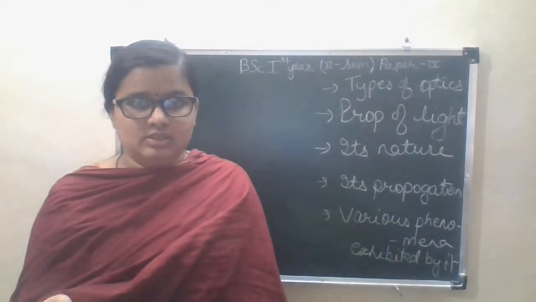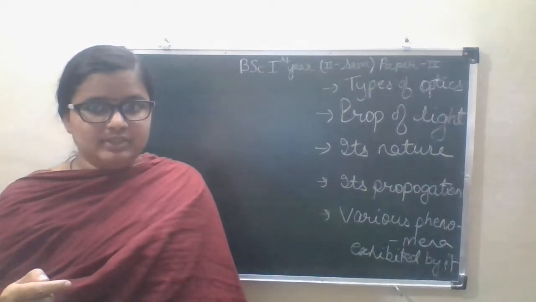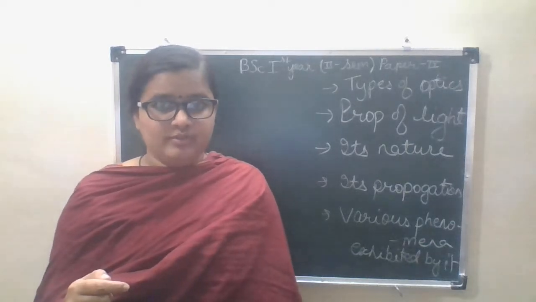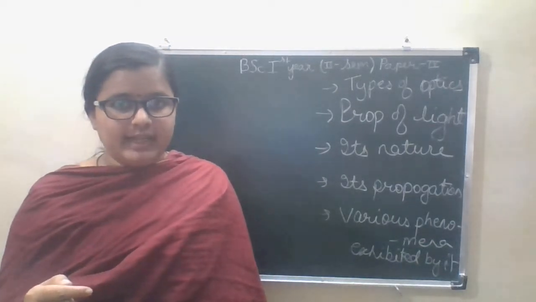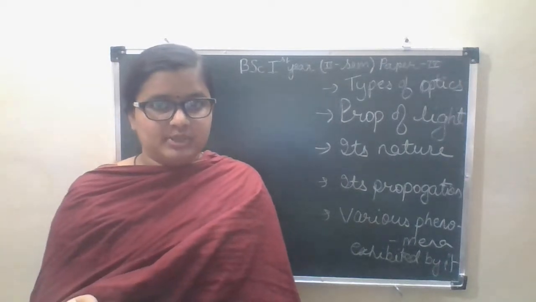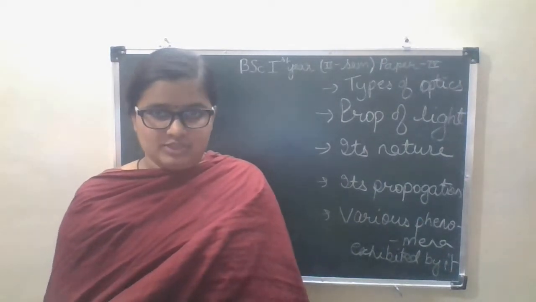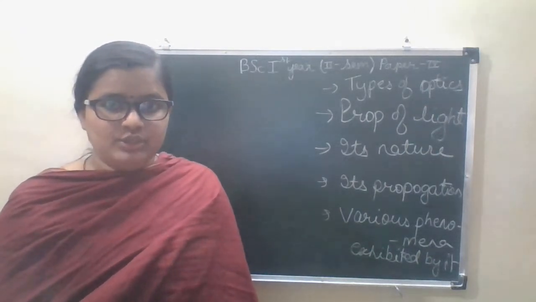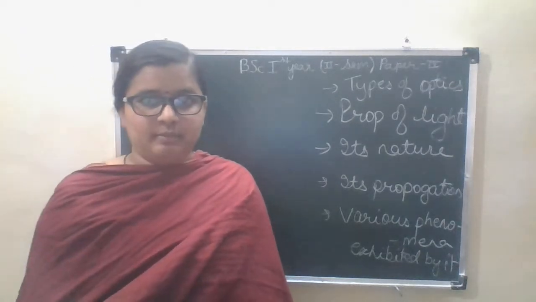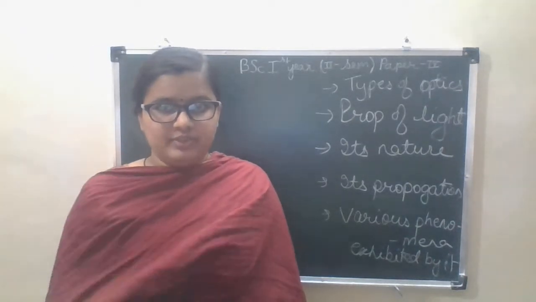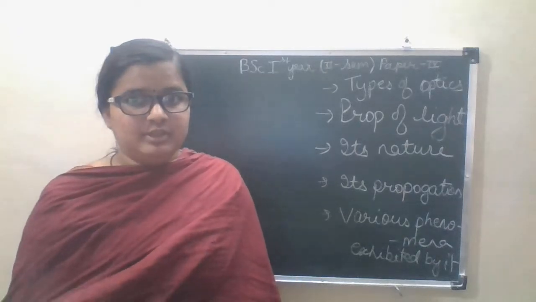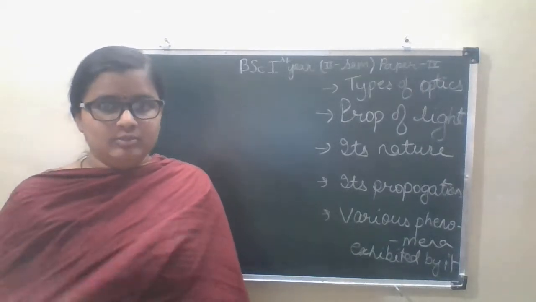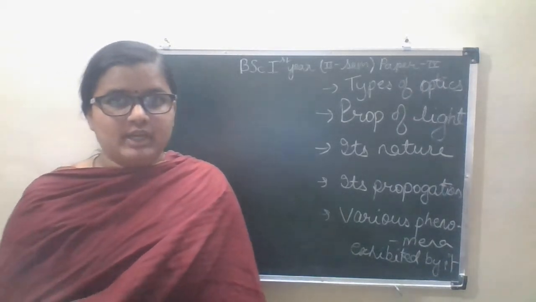In geometrical optics, image formation is explained by the rectilinear propagation of light. So, what is rectilinear propagation? We know that it deals with the phenomena of reflection and refraction. Physical optics deals with the study of light in an optical system through interference, diffraction, polarization, and the wave nature of light. And quantum optics deals with the particle nature of light.